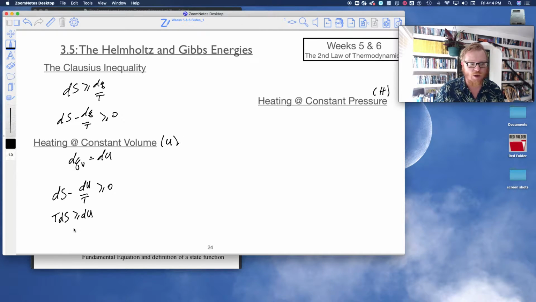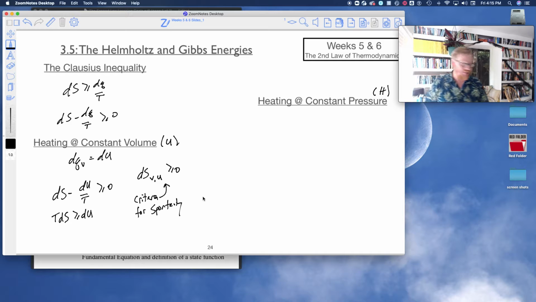Okay, well, let's think about this dS, okay? We've already imposed constant volume. So what if I said constant internal energy? Well, that means this dU is going to become 0, and thus, this is what I call a criteria for spontaneity. Okay? At constant volume and constant internal energy, dS must be greater than or equal to 0.